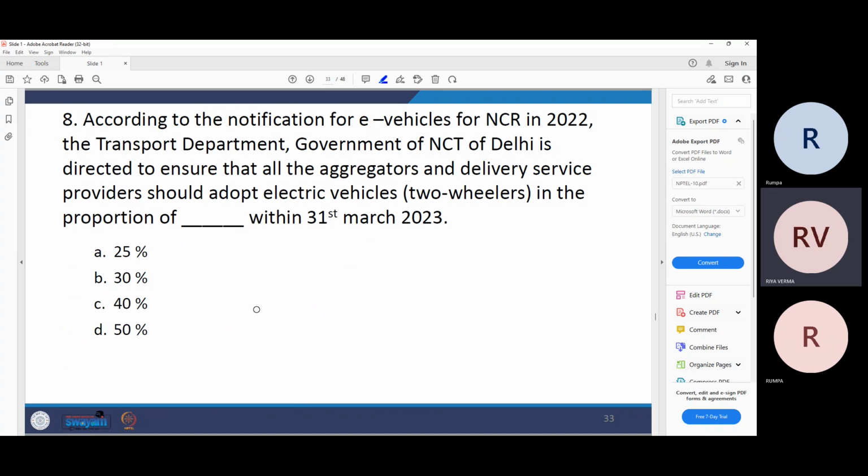So the next question. According to the notification for e-vehicles for NCR in 2022, the Transport Department, Government of NCT of Delhi is directed to ensure that all the aggregators and delivery service providers should adopt electric vehicles, two-wheelers in the proportion of dash within 31st March 2023.